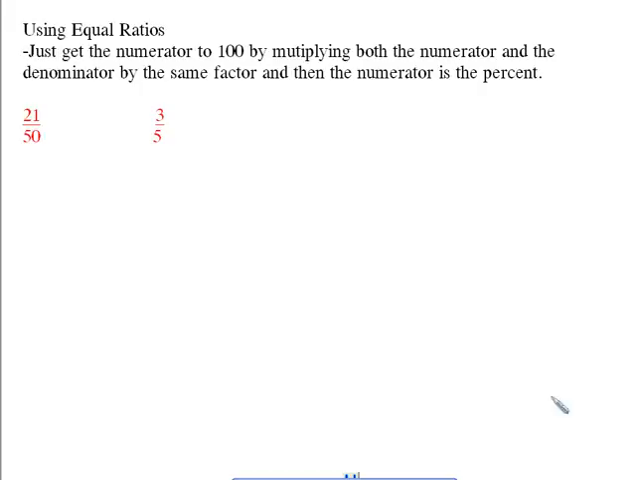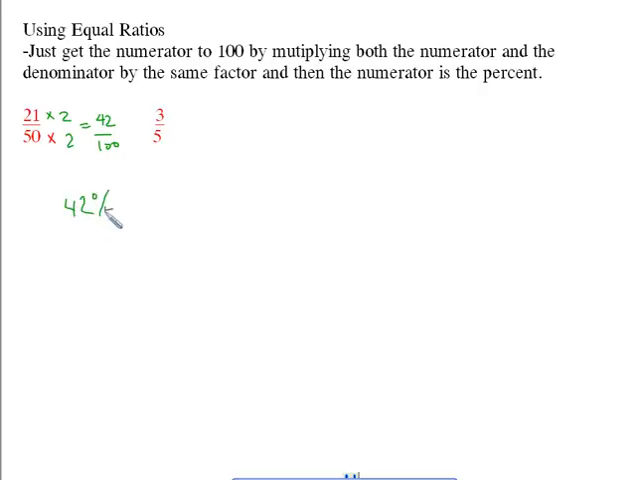And the last one here, when we use equal ratios, is again this whole idea of changing the denominator to 100, by multiplying both the numerator and the denominator by the same number, and then the numerator is the percent, just like we did before. So here, this one, it's going to be times 2. So we multiply the top times 2 as well. We're going to end up with 42 over 100, which means it's 42%.